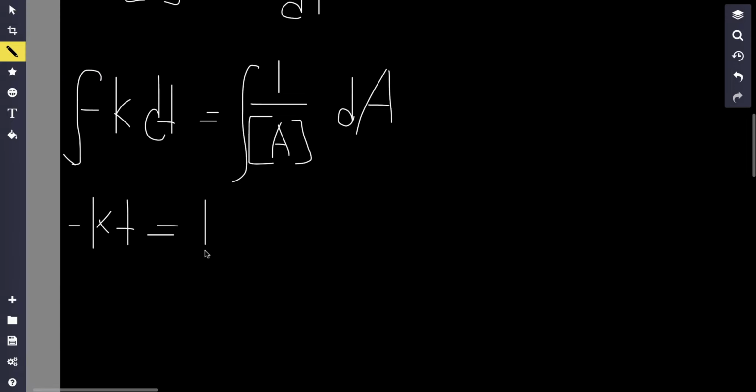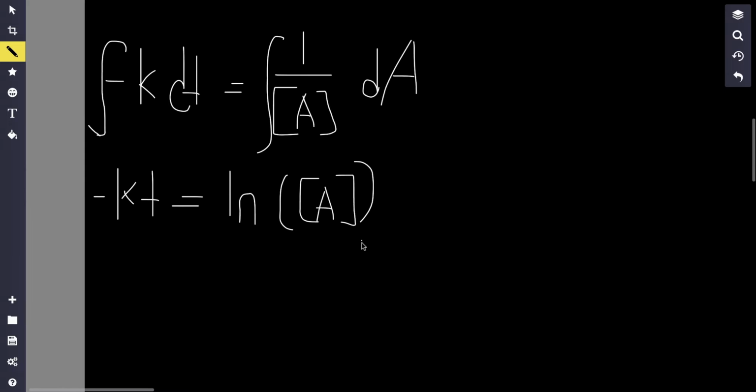So this is going to be ln, and we don't actually need to use the absolute value, because the concentration is pretty much always going to be positive, or it's going to be 0. In either case, the concentration of something can't be negative, so I'm not going to put an absolute value there. It's going to be ln of the concentration of A, plus C.